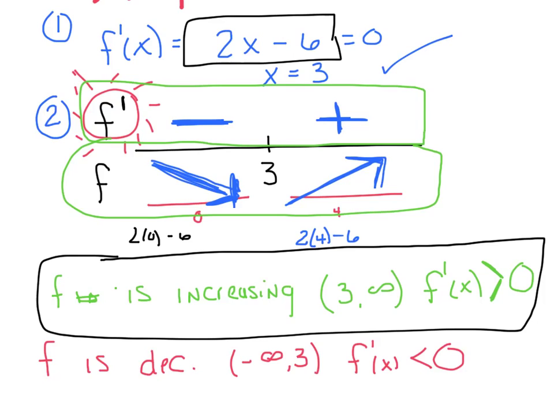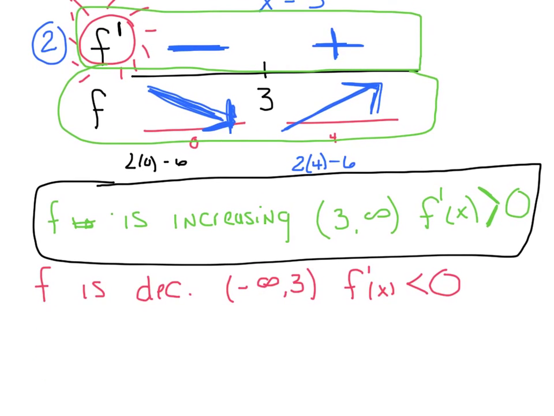Now, I've talked about increasing and decreasing. I need to state any relative extrema. So the question is, do I have a relative max, min, or both? Well, look at your arrows. This should be a no-brainer. Follow the arrows. It went down, now it went up. Did you make a max or did you make a min? Clearly, I have a min. So f has a relative min.